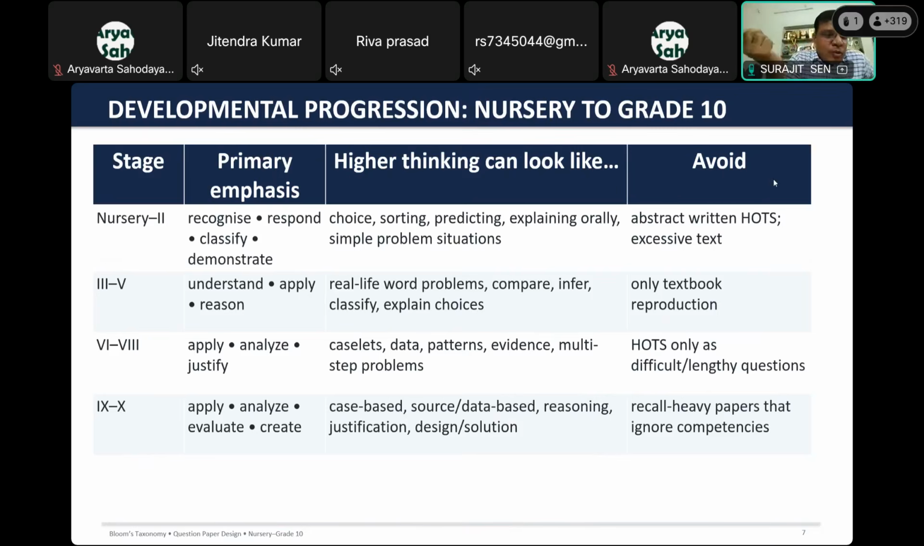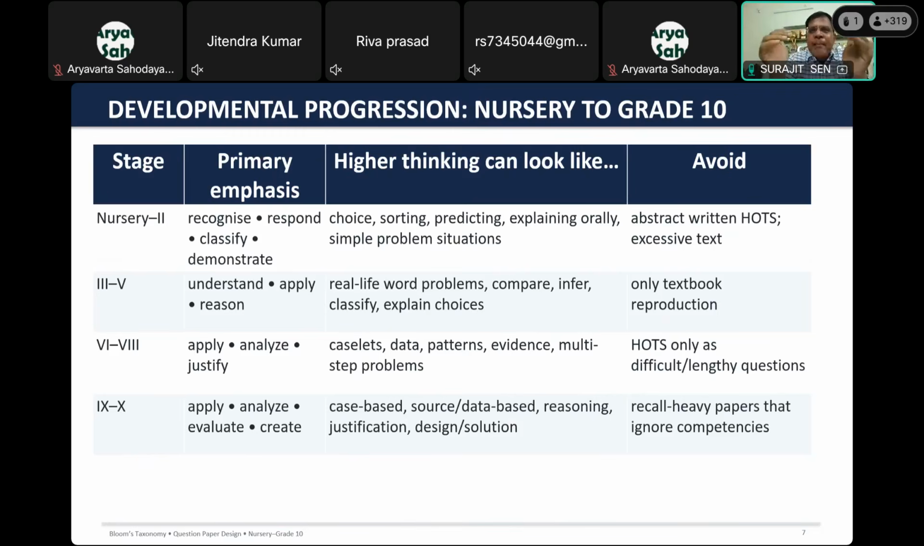Class 6 to 8. Again, in order to understand, we can go a little more. Like we were asking our junior children to recognize and understand, here more emphasis will be given on application of their learning, analysis of their learning, and justification. We can give them small caselets. Caselets means small case stories.